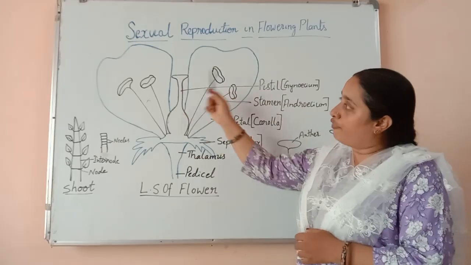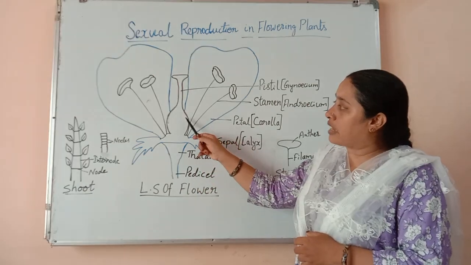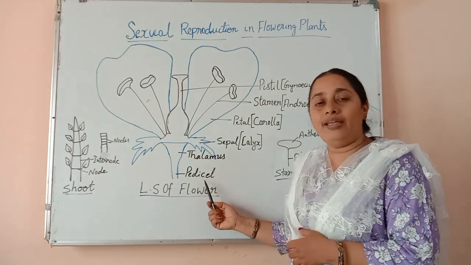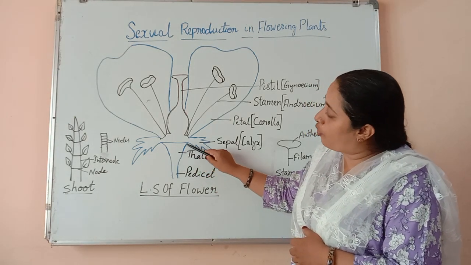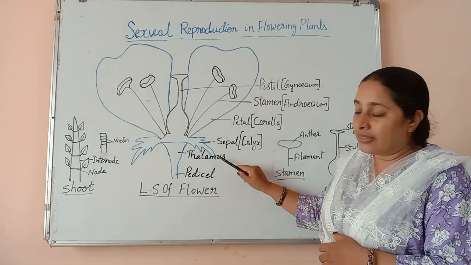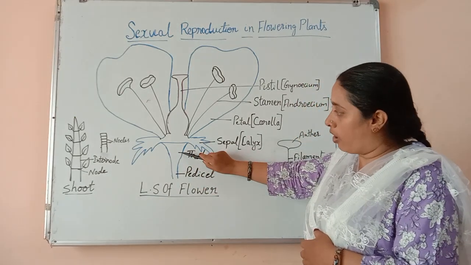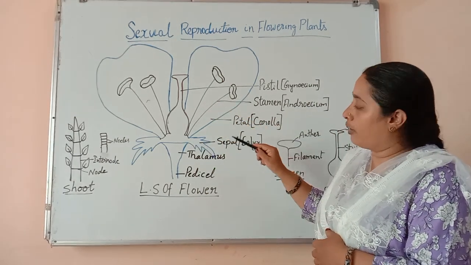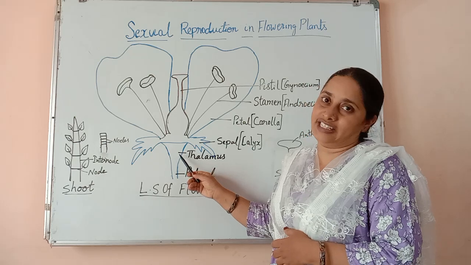My dear students, the flower has a stalk on which all the different whorls are arranged or located. The stalk of the flower is called the pedicel, and above the pedicel there is a swollen portion called the thalamus. The thalamus is also called the receptacle because on this thalamus the different whorls or parts of the flower are going to be situated. So, thalamus is otherwise called receptacle.